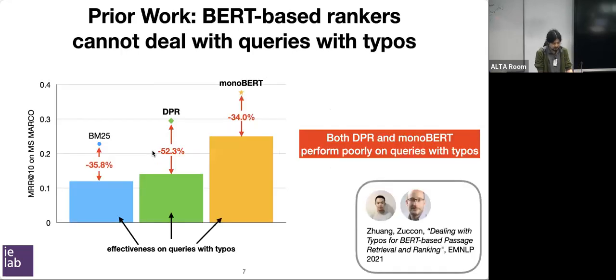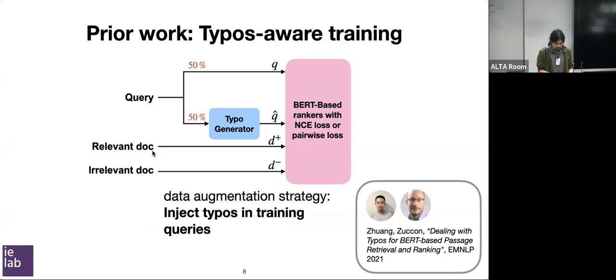Previous work has investigated the robustness of two BERT-based models, DPR and monoBERT, for passage ranking on typo queries. These typo queries are derived from MS MARCO dev queries with generated synthetic typos. Both of them have observed significant loss in effectiveness. And interestingly, DPR as a dense retriever has the largest loss, making its effectiveness almost on a par with that of BM25. So we first look at the dense retrievers and how they perform on typo queries.